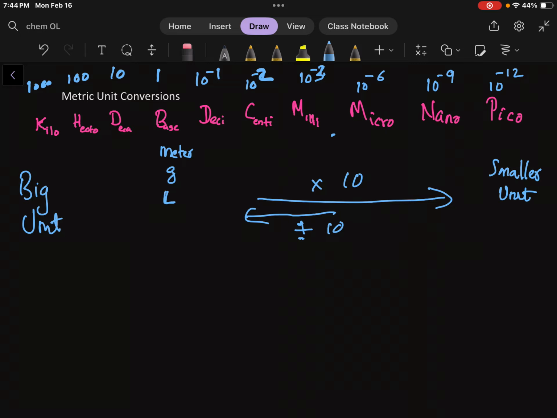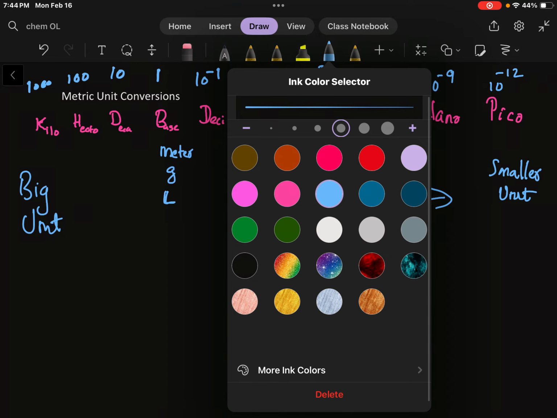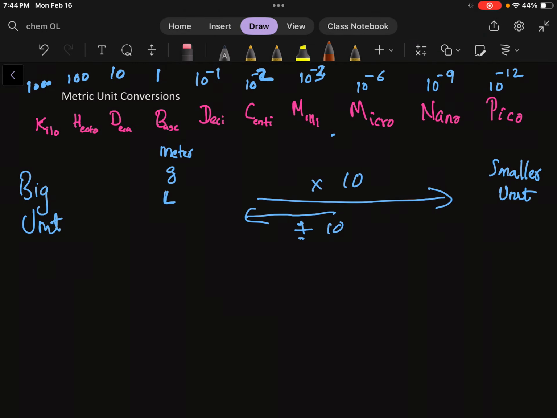For example, a base unit, you all need to understand what our base units are. The commonly used base units are meter for length, gram for mass, and liter for volume. If I give you a question to convert liter to milliliter, you are going from here to here.